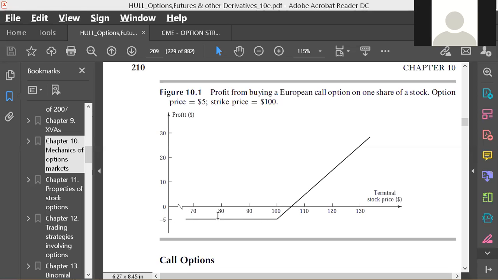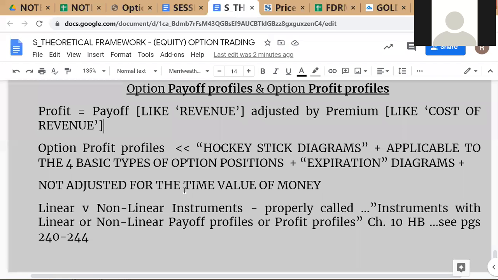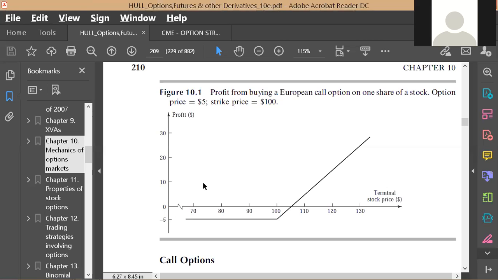So therefore we have to adjust for time value of money. But what we are making clear about these diagrams is that in these diagrams, we do not adjust for the time value of money. So that problem remains. We don't adjust for it, okay? So now how do I draw this? This is what we do.